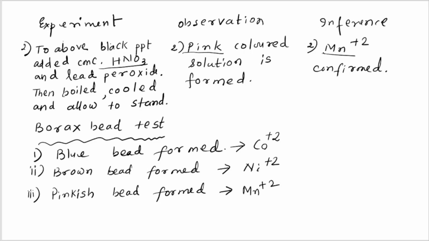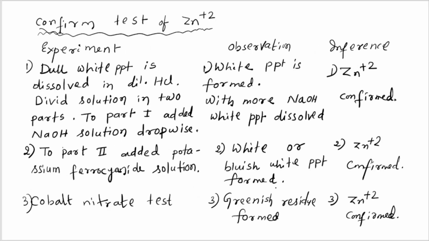Then come to the borax bead test. Blue bead forms for Co+2, brown bead forms for Ni+2, pink bead forms for Mn+2. We also know the borax bead test colors are important. Then you will do the confirmatory test for zinc. See here, when you add ammonium chloride, ammonium hydroxide and pass H2S gas, if it is a dull white color, then it may be Zn+2. Then add dilute hydrochloric acid. Then divide into two parts.